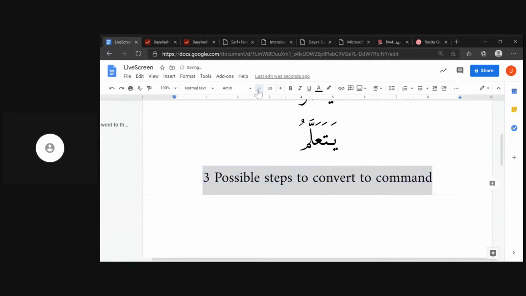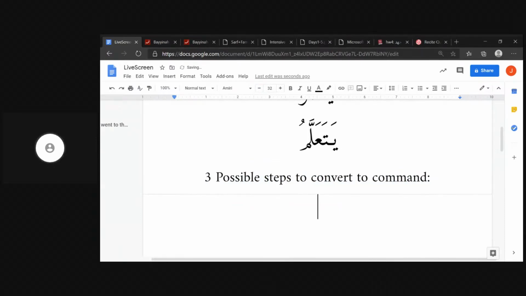Okay. I'll list them out and then I'll show you how they work. And I'll show you why for ta'allam we have the ta at the beginning and why for yansuru we have a hamza at the beginning.